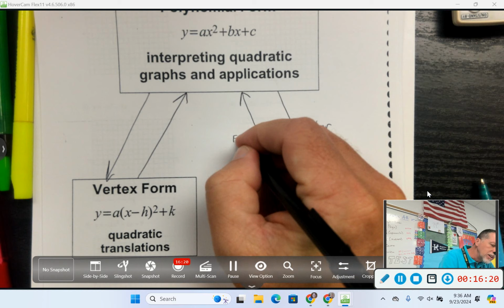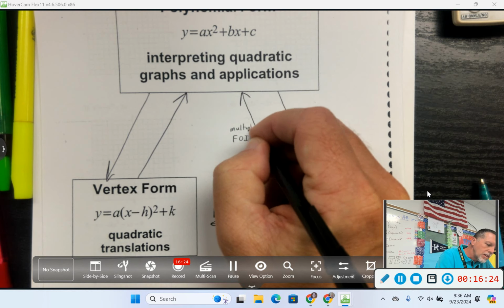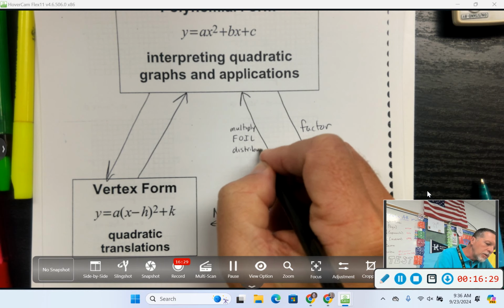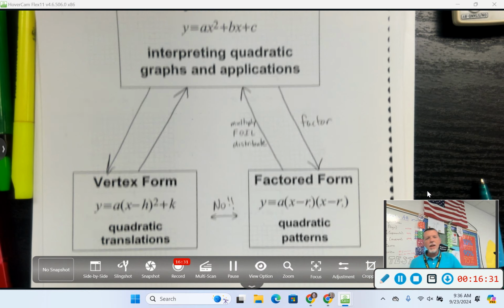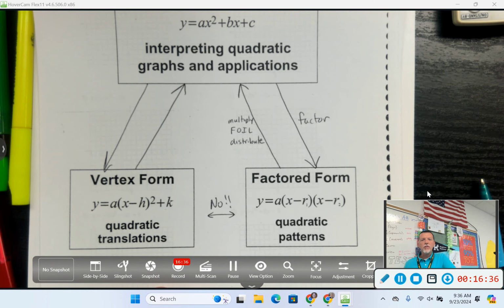FOIL is one word that would describe it. Definitely multiply. Some people would say distribute, but all of those are the same, referring to the same thing. You're just using different words for it.